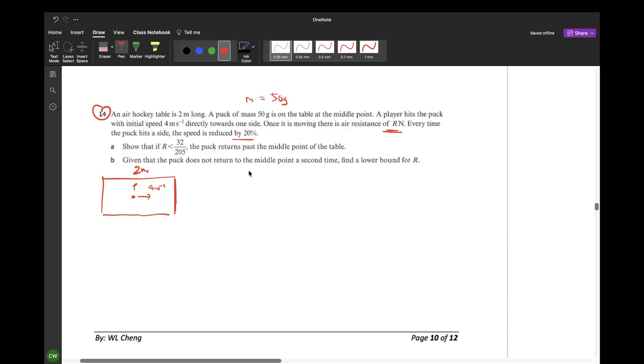Okay, so first, resistive force, F is MA. No forward force, just resistive force. 50 grams is 50 times 10 to the power of minus 3 kg. R is MA. So A is minus R over 50 times 10 to the power of minus 3, which is minus 20R.